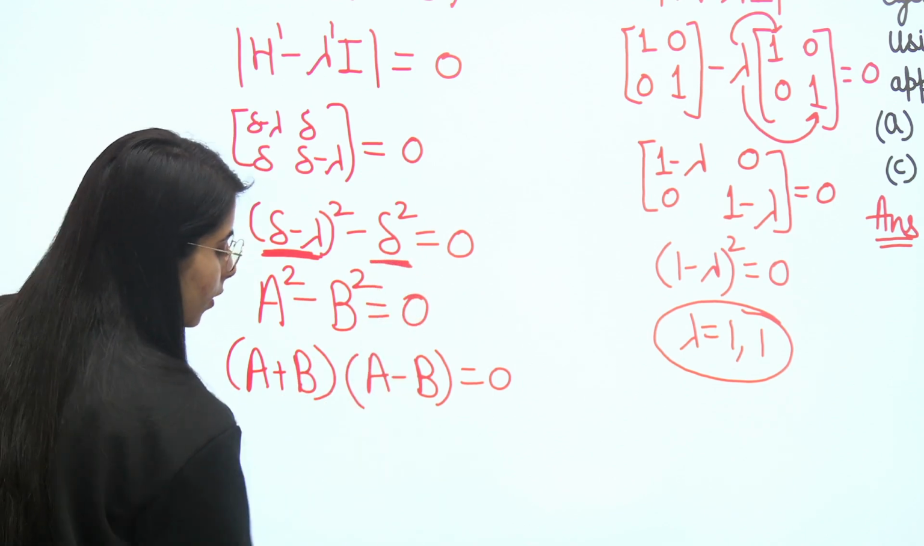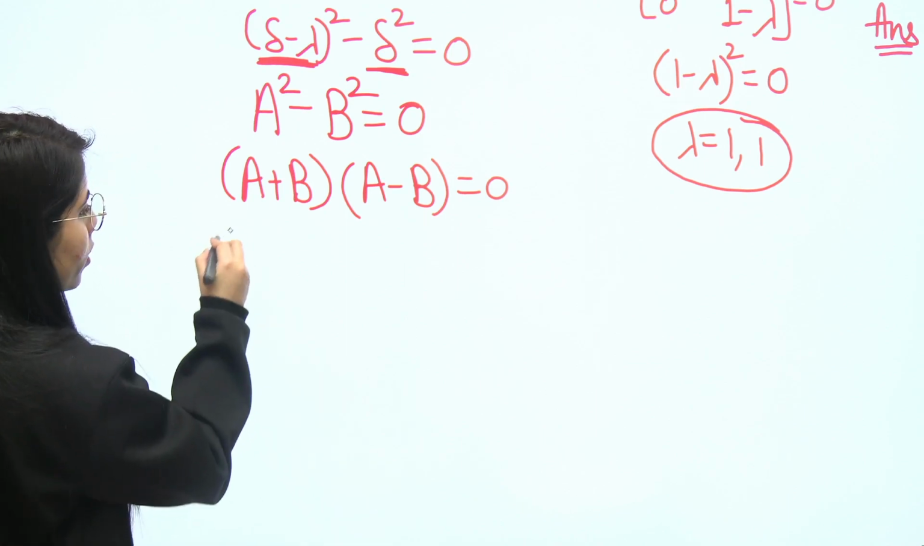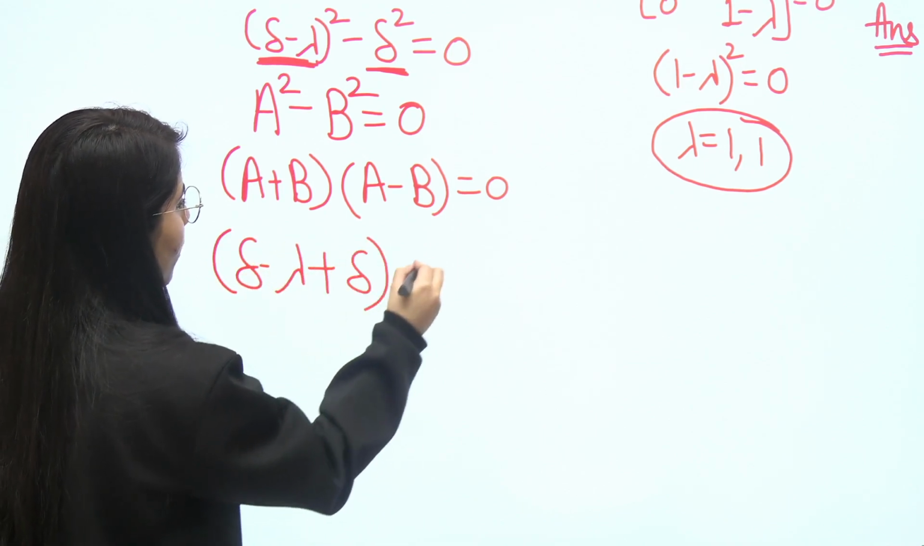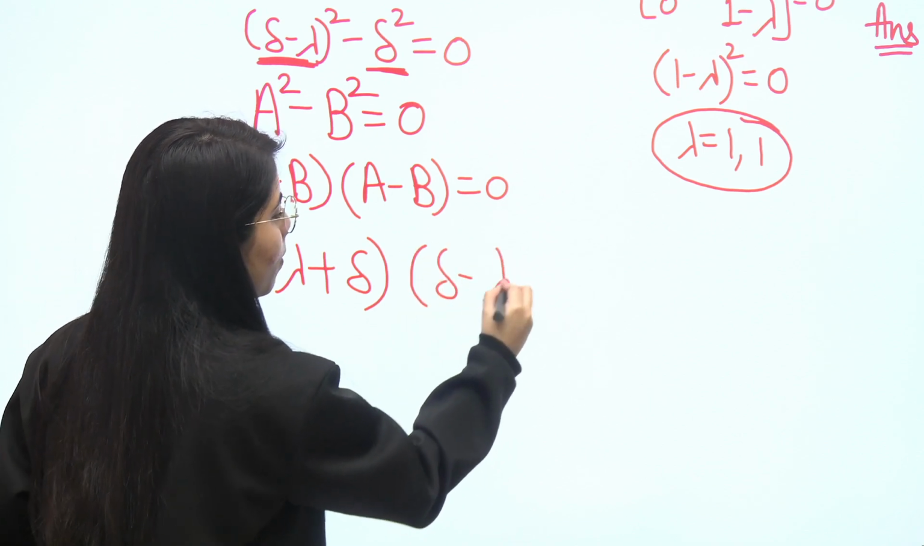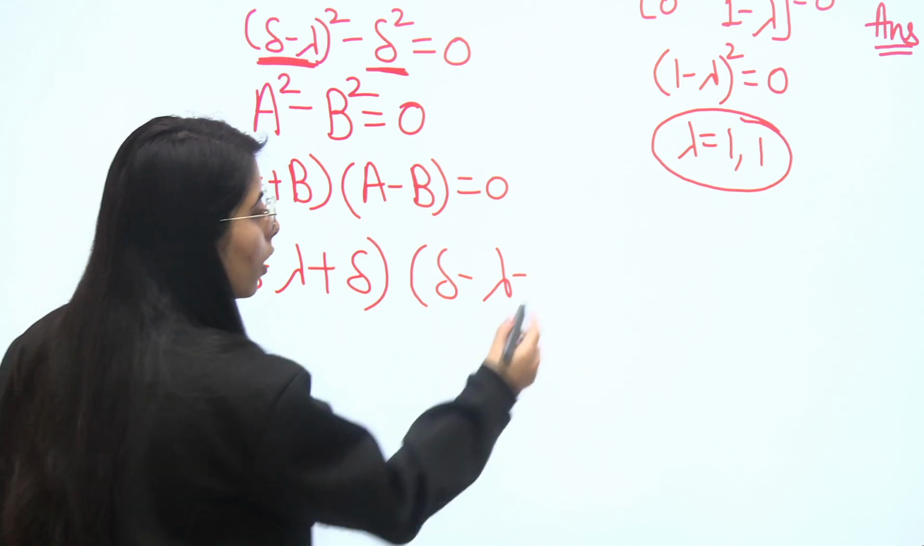So let's write it here. Delta minus lambda, delta minus lambda plus delta, okay. Delta minus lambda minus delta is equal to what? 0. Clear?